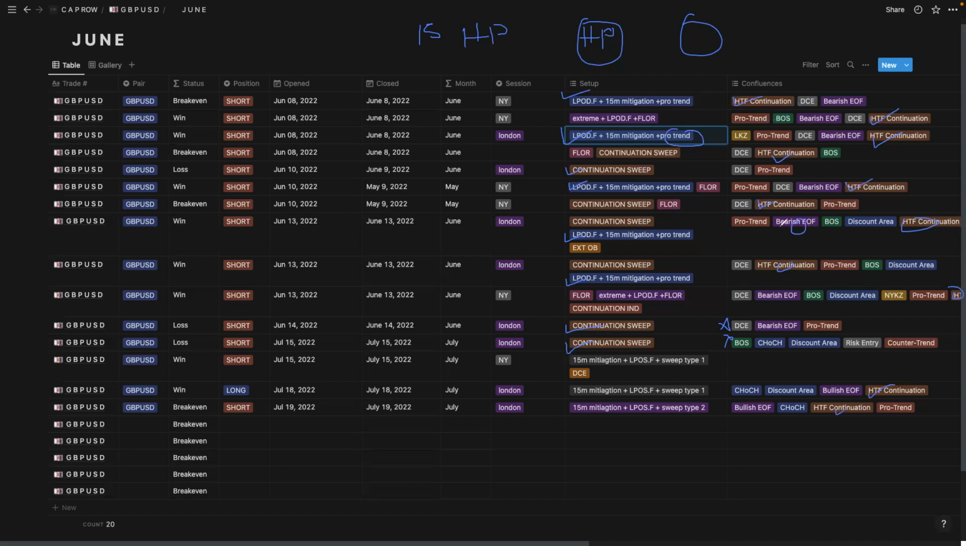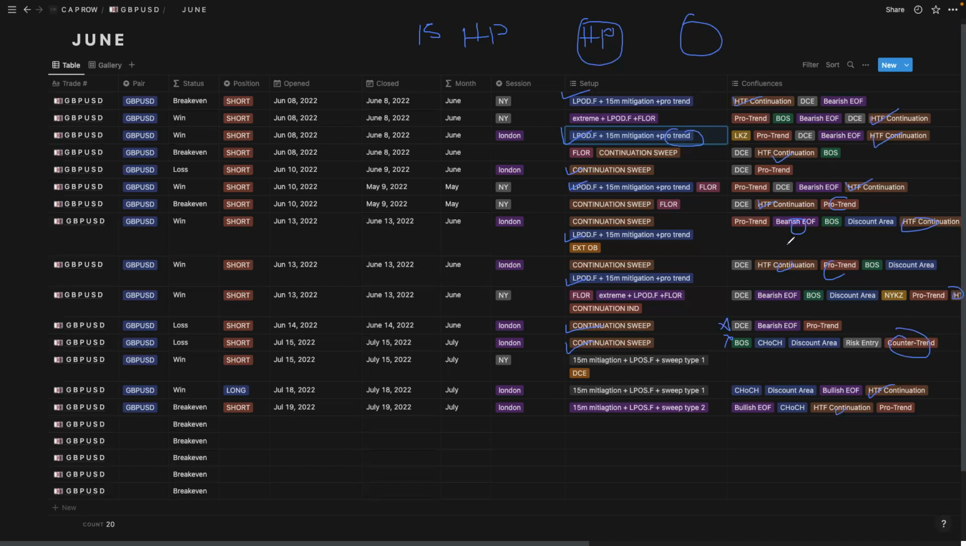Okay, you have this bearish EOF. Bearish EOF is bearish expectational order flow. It means the market is breaking this structure, the market breaks this structure, and this is your order flow. Okay, this is your EOF. That's what I meant. So each and everything is pro-trend, only one is counter-trend.